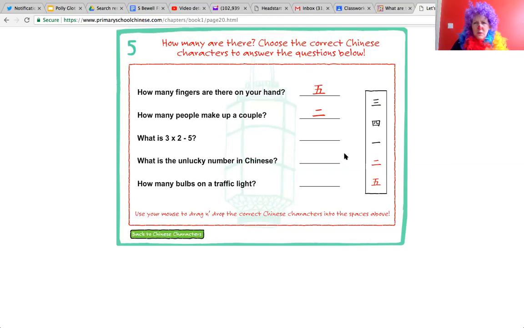2. Ooh, some maths. What is 3 times 2 minus 5? So 3 times 2 is 6. Minus 5 is 1. So I think this is our answer, Yi. What is the unlucky number in Chinese? Ooh, we'll come back to that one. And how many bulbs on a traffic light? Well, generally there is red, yellow, and green. So we're going to go for San. So that must mean that the unlucky number in Chinese is 4. Let's see if we were right.